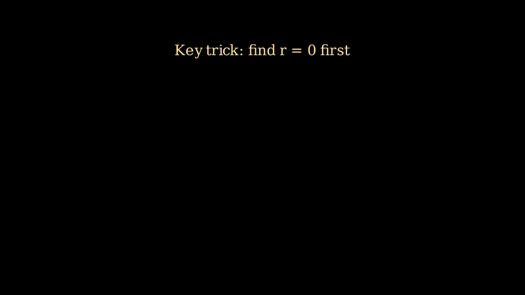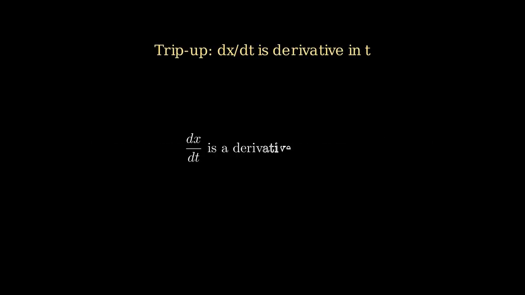Now, the most common trip-up. In the parametric slope formula, dx/dt is a derivative with respect to t, not with respect to x. Do not treat dy/dx as something you can compute the ordinary way before eliminating the parameter. Mixing up the parameter t with the original variable x is the single most common sign and setup error here.